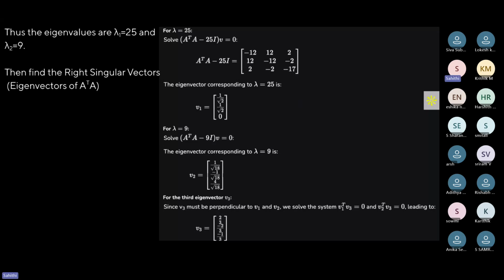So now we need to come to the third eigenvector. The third eigenvector would just be the one that's perpendicular to the first two, so you just solve the linear equations: V1 transpose V3 is equal to 0, and V2 transpose V3 is equal to 0. That gives you V3 is equal to 2 by 3, negative 2 by 3, comma 1, negative 1 by 3. So now these are basically the right singular vectors of A.